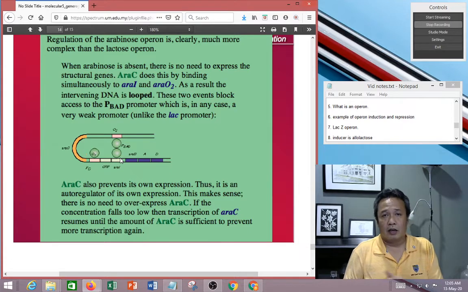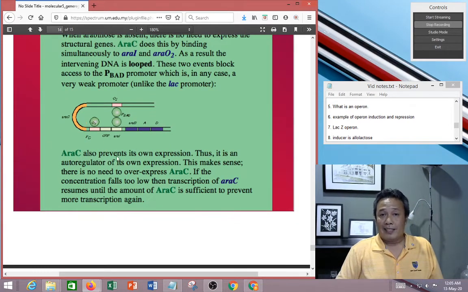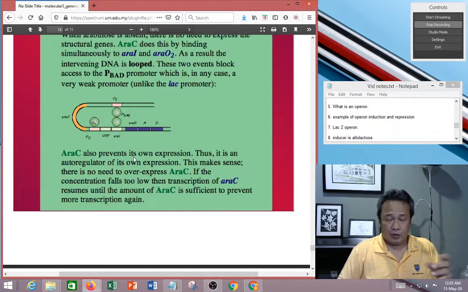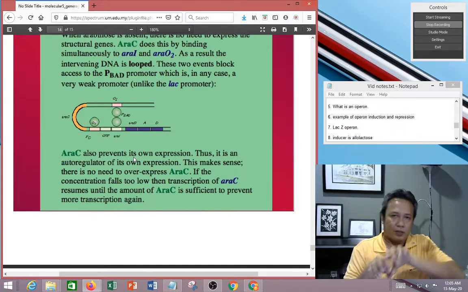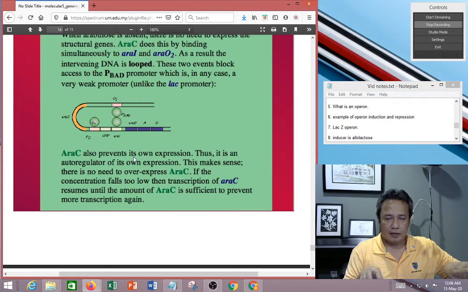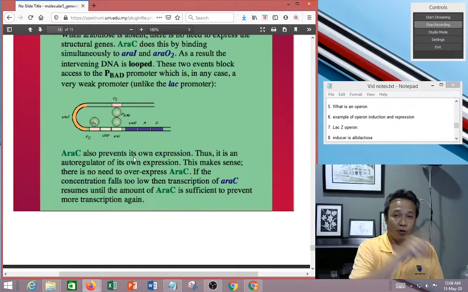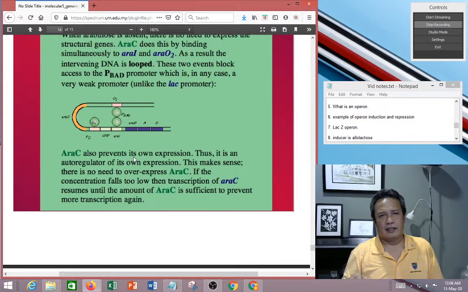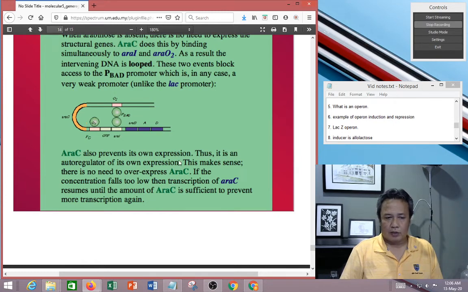Of course, polymerase also cannot access because the region has looped. AraC also prevents its own expression. Remember previously we saw that binding at AraO2 also stops production of itself. If you remember, allolactose is a positive feedback regulator. It produces more of itself, but in this case, it is a negative feedback. It prevents its own expression, thus AraC is an auto-regulator. This makes sense. There is no need to overexpress AraC. If the concentration falls too low, then transcription of AraC resumes.